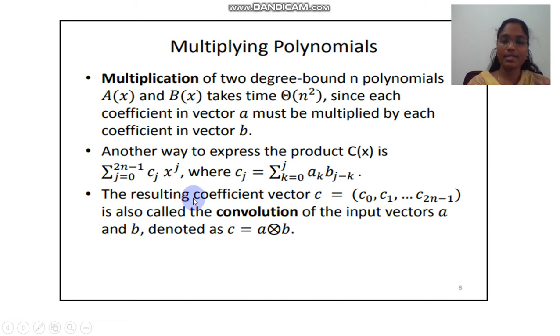Now this resultant coefficient vector c, from c0 to c2n minus 1, is also called the convolution of the input vectors a and b. Here we have talked only about normal polynomials and the multiplication and addition of polynomials. The next video will see the point value representation. Thank you.